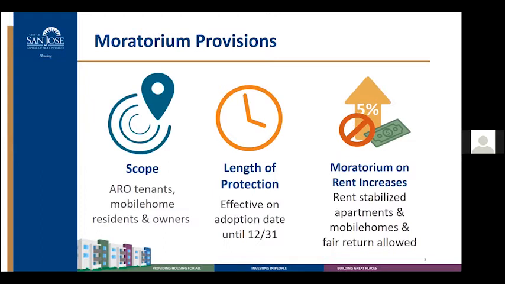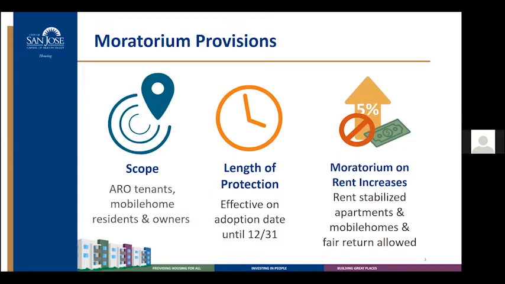The moratorium on rent increases applies to apartments covered by the apartment rent ordinance and mobile homes covered by the mobile home rent ordinance. The moratorium prohibits landlords for apartment rent ordinance properties and park owners presiding over mobile home parks from increasing rents from April 20th through December 31st.